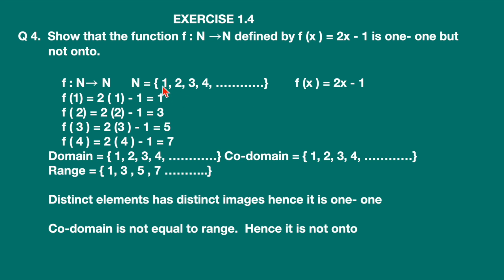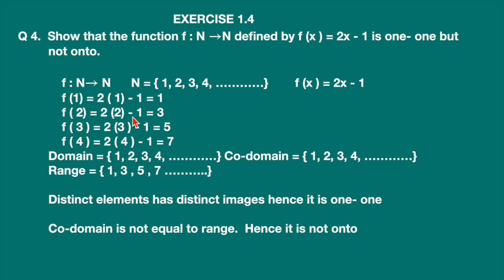So here let us take different elements of N as x. Let us start with 1. Put x = 1 and solve. You get f(1) = 1. So here we say that the image of 1 is 1. Now let's find the image of 2. Put x = 2. Solve it. You get 3. So the image of 2 is 3 under the function f. Image of 3 under f is 5. Image of 4 under f is 7.